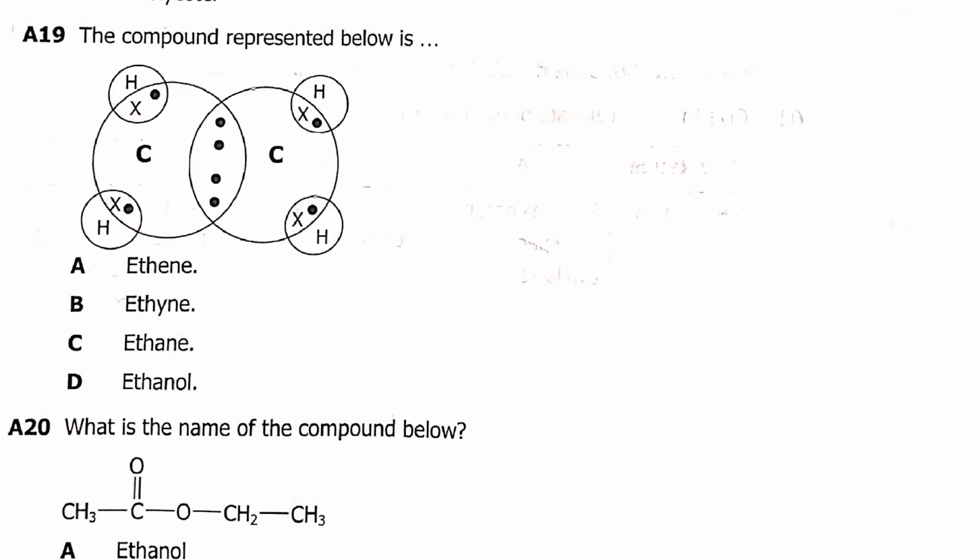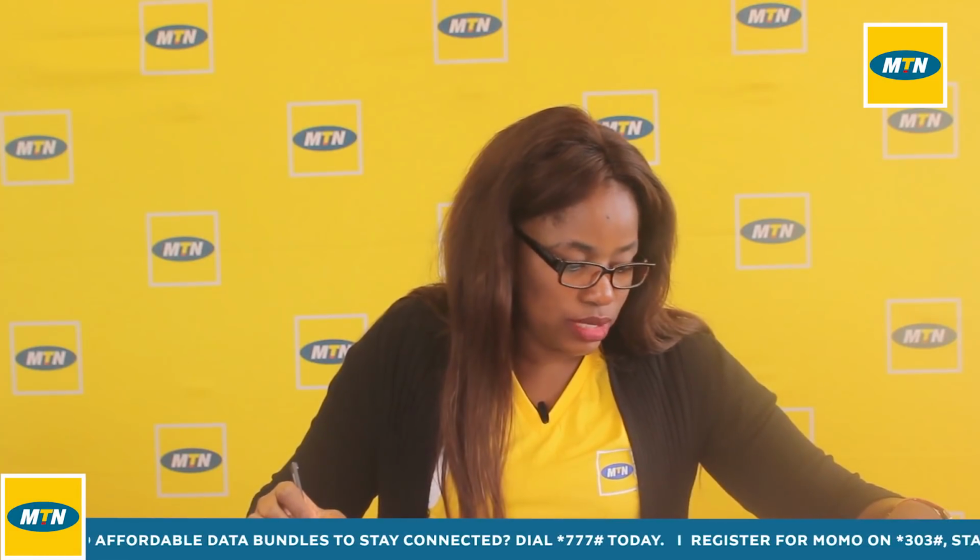The compound represented below is... In that compound we see that there's carbon with a double bond. Each carbon has contributed 2 electrons to the bonding, so we have a carbon to carbon double bond. And then we have hydrogen on the other side of carbon, and another hydrogen. So this compound is ethene. So ethene is the correct answer, which is option C.